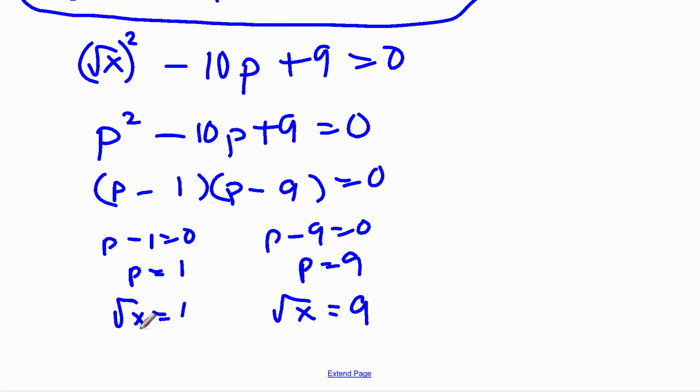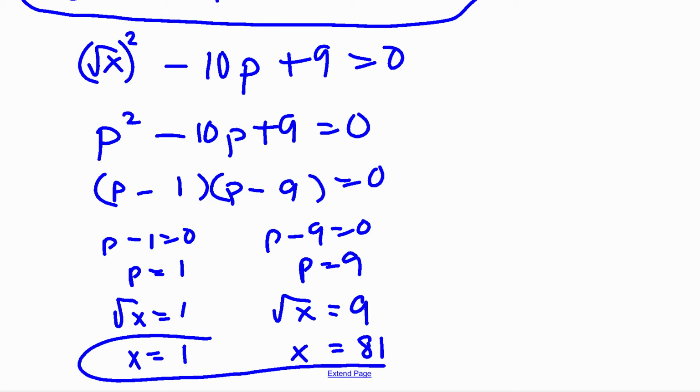If I were to solve this, I would square both sides. So I'd get x is equal to 1 squared, which is 1. And on this side, I'd get x equals 9 squared, which is 81. So my two solutions are 1 and 81.